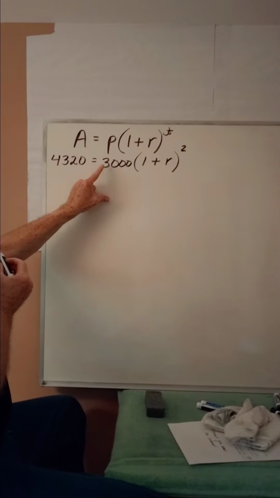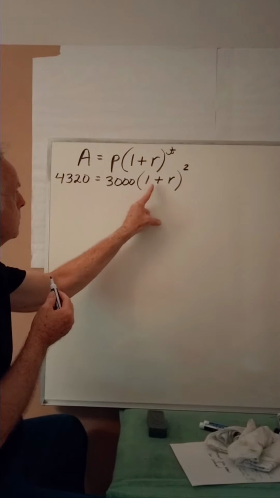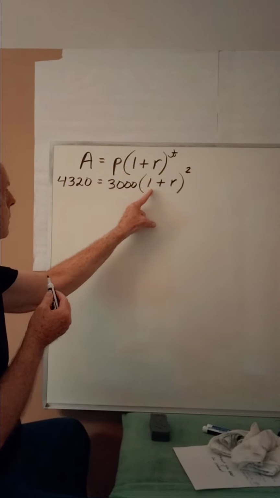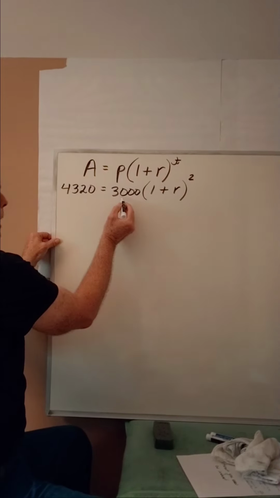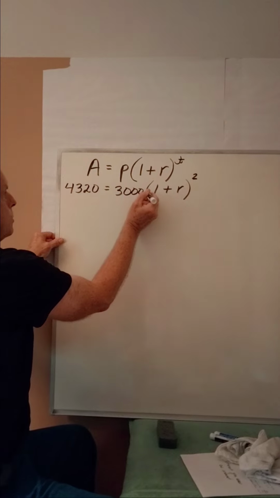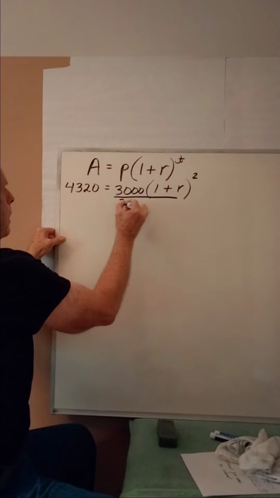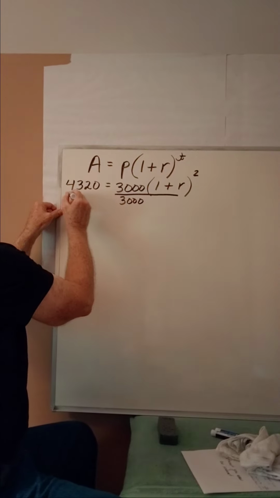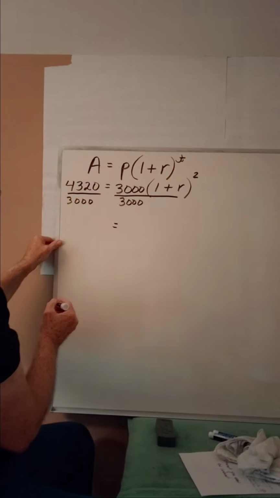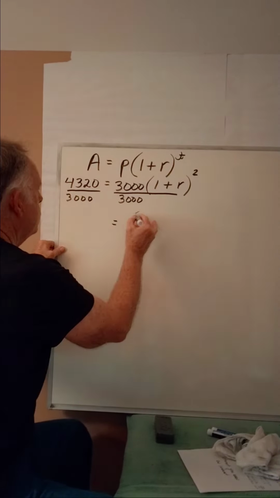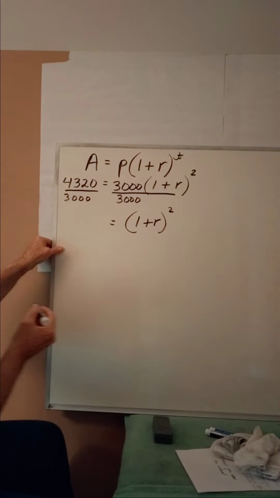Now, we want to get this perfect square right here. We want to get it isolated. We've got to get rid of this 3,000. This 3,000 is a factor. There's a times sign right here. So we're going to divide the right-hand side by 3,000, and we're going to divide the left-hand side by 3,000. We're going to bring that equal sign down. We're going to be left with the quantity of 1 plus R squared on the right-hand side.